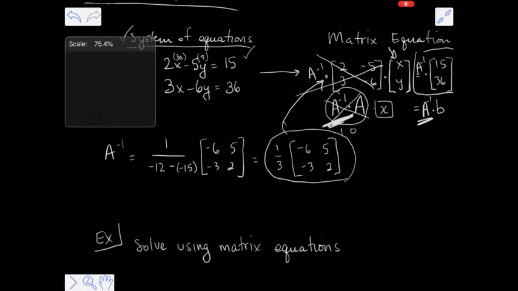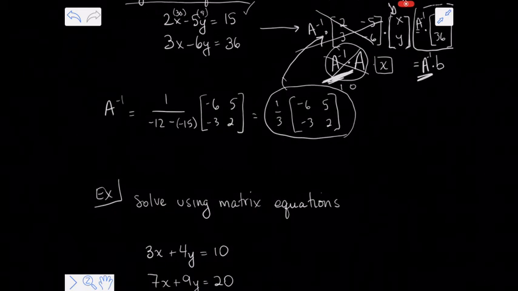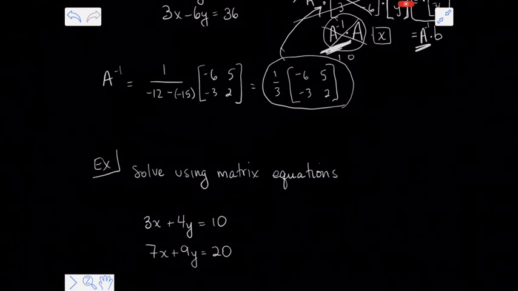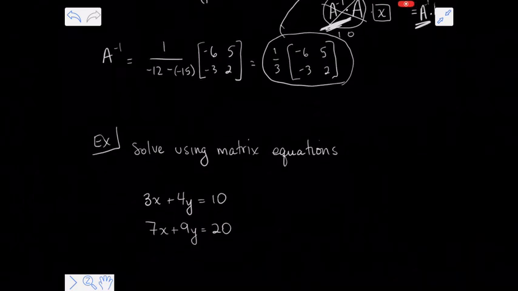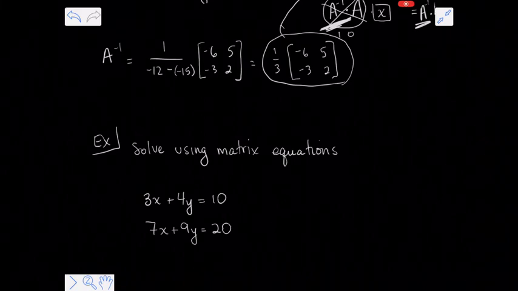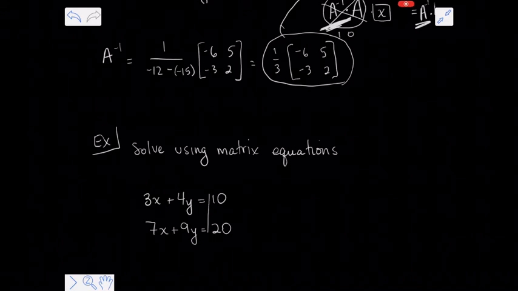So let's try it one more time. First, you need to create a matrix equation, and then find the inverse of your coefficient matrix, and then multiply that inverse to this matrix here. So go ahead and pause it, give it a try.